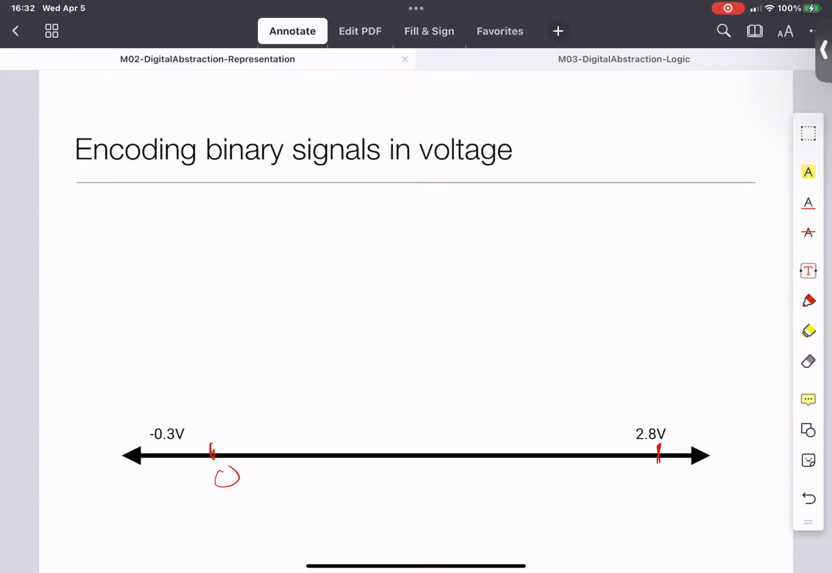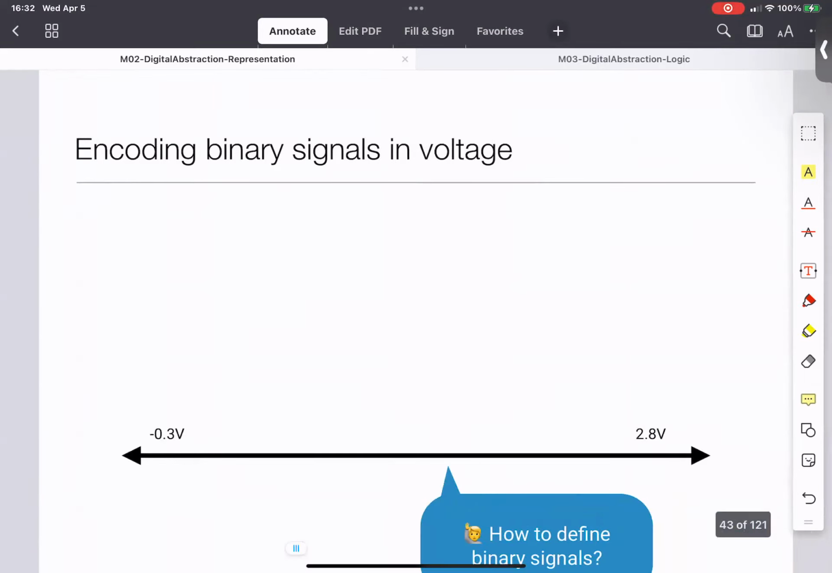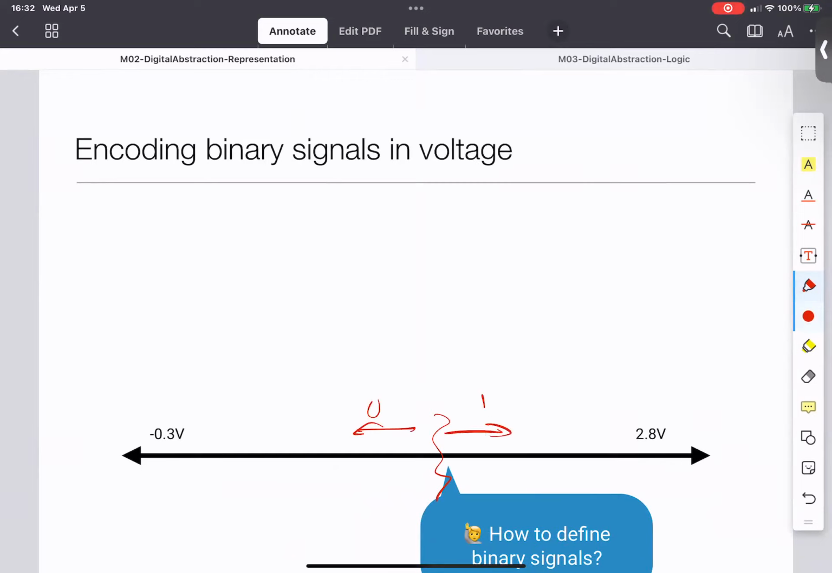So now the question is, what considerations come in when we are mapping 0 and 1 onto this continuous voltage line? So what can we do? Well, one strategy we could do is we can draw a line out here, and to the left of it is 0, to the right of it is 1, or vice versa, right?